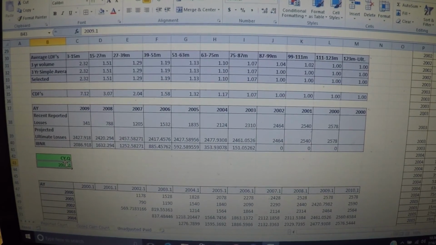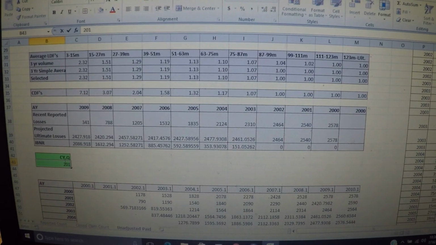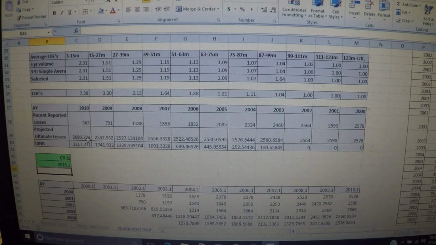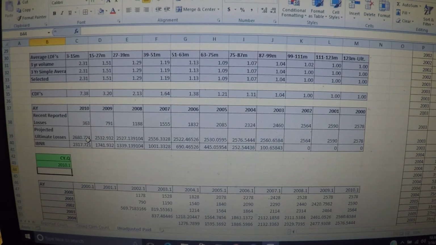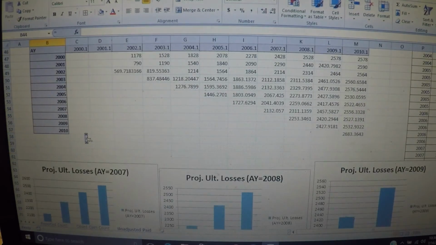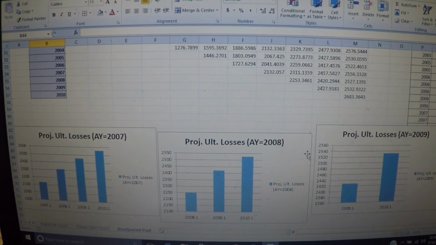And then we imagine a year passes, and now we're back in present day, 2010 quarter one. And now our projected ultimate losses are 2,680. Think about it for a second. That can be an issue, because basically what that's saying is that for accident year 2010, we did not set aside enough money. And so that's what I have down here. So I have my charts. I have three of them: 2007, 2008, 2009.